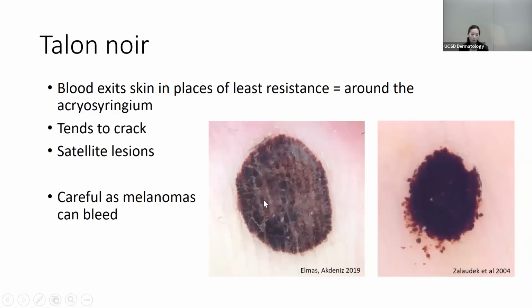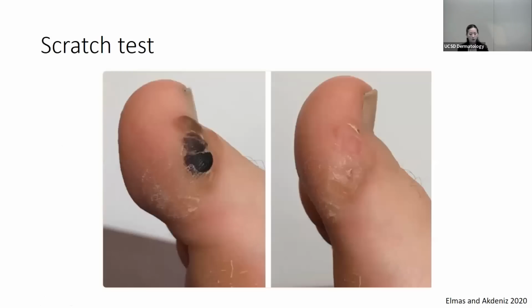And then it tends to crack on the surface. So you see all these cracks superficially. You always want to be careful because you don't want to miss some sort of underlying malignancy that is causing secondary bleeding. So even though you see blood, you want to make sure that there's not something hiding underneath. And you can always do a scratch test.